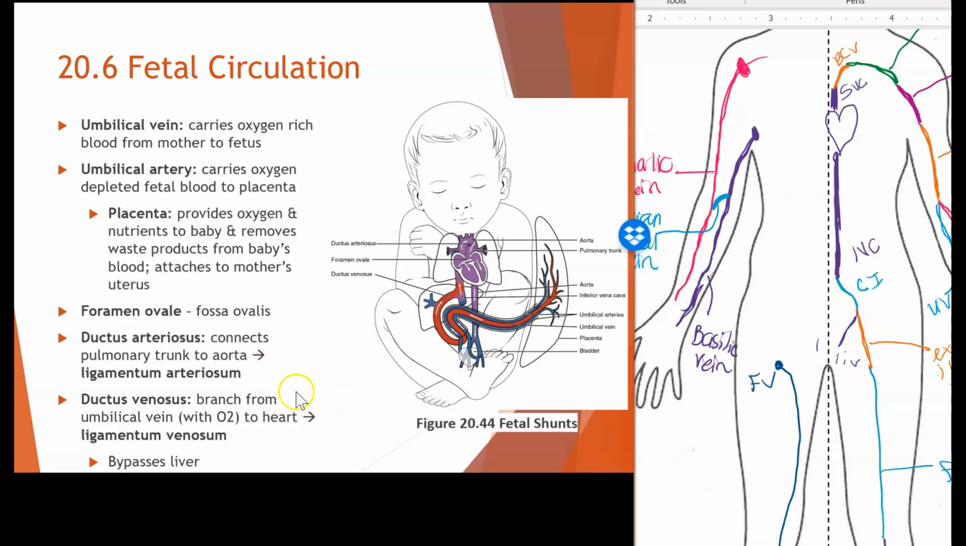And the last structure is going to be our ductus venosus. And this is going to be a branch from this umbilical vein that is going to have oxygenated blood within it that takes it straight to the heart. And after we're born, that is going to be known as our ligamentum venosum, and this is in place to bypass the liver until we're born.